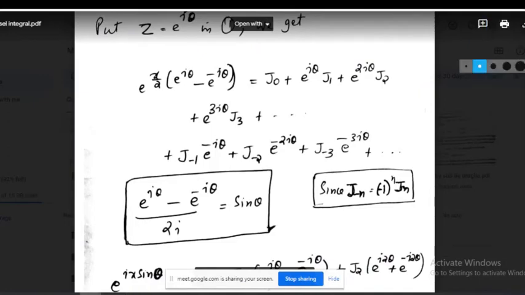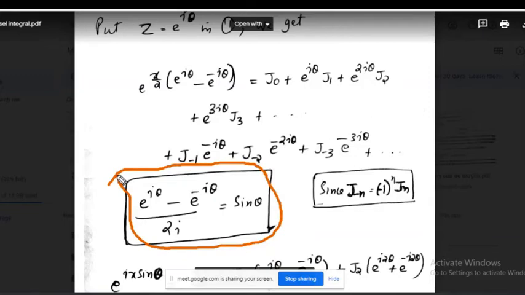And now this is exponential i theta minus exponential minus i theta by 2i. That is sin theta, that we know. Exponential i theta plus exponential minus i theta by 2, what is it? Do you know?